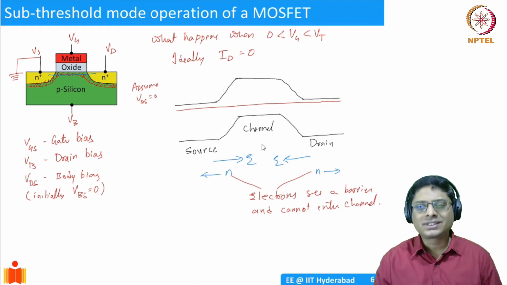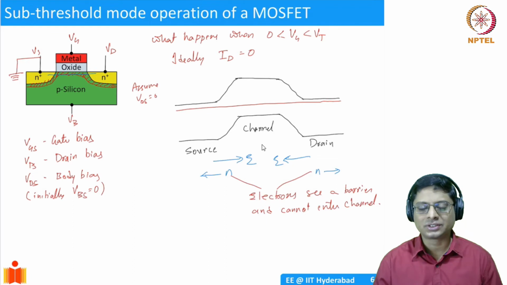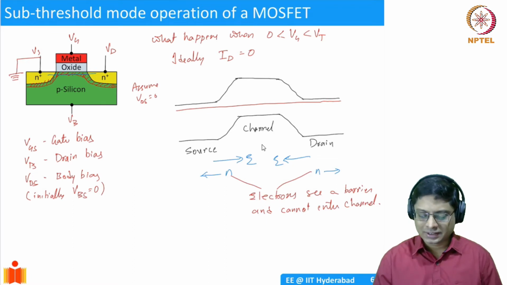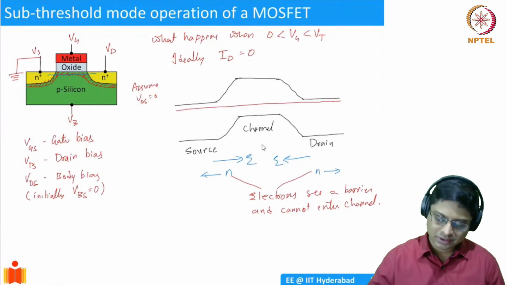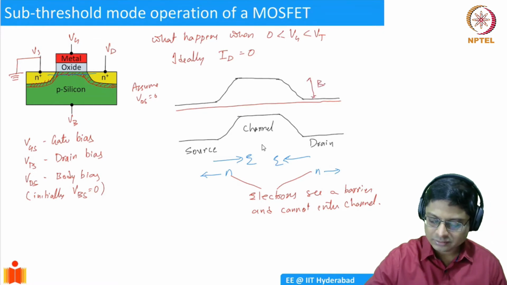Okay. But still, we always know that there's going to be some tunneling across the barrier and all that. There's going to be some tunneling. And so mainly what happens is the current that can flow is dependent on the barrier height. So this is my barrier height.